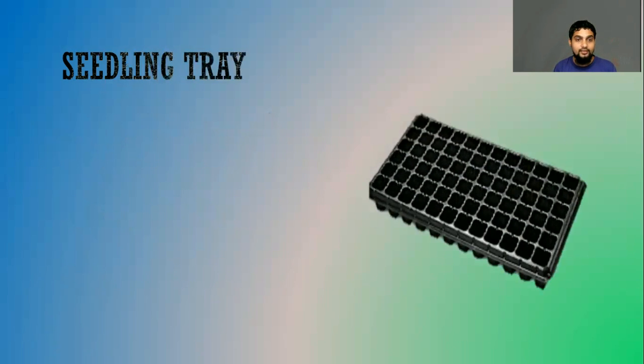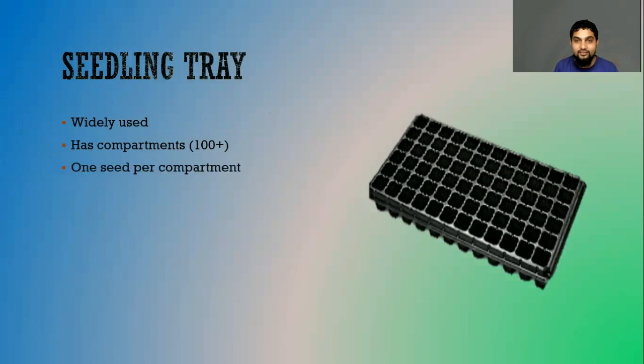Seedling trays can also be used, and seedling trays are now mostly used instead of seedboxes. They have compartments. Some may have around 100, some may have much more than 100 compartments, depending on the size of each compartment. And 1 seed is usually grown in each compartment. Because the seedlings are in separate compartments, thinning out will not be required.